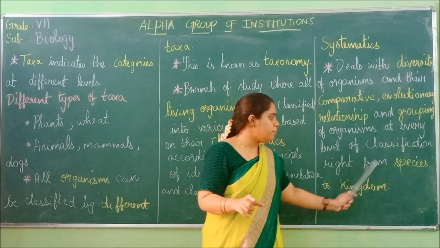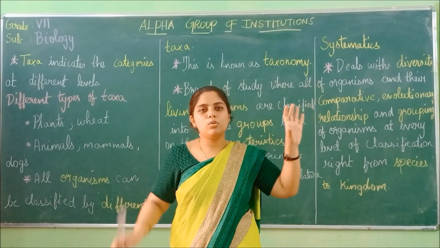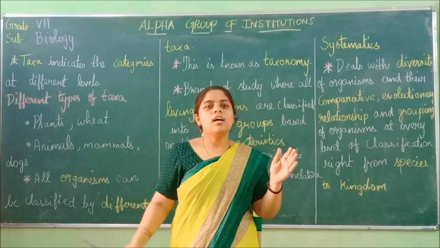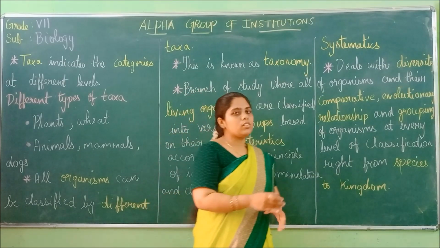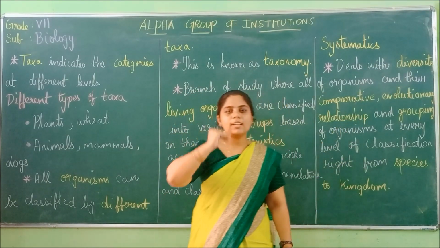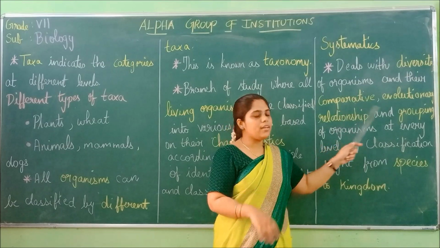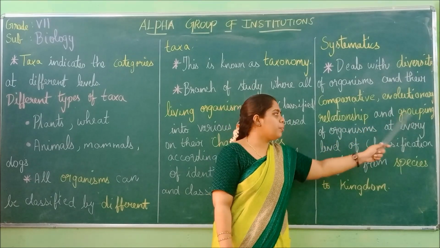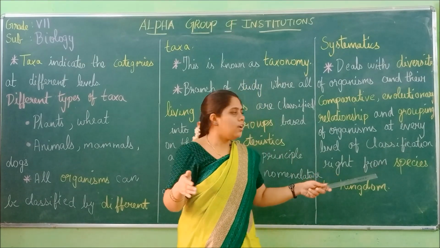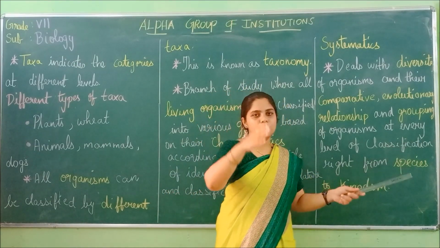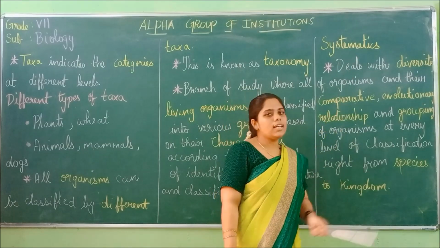They are classifying from species to kingdom. That is, they have a hierarchy from the kingdom to the species. So stage by stage it is being classified, and in each stage the organisms are being placed. This is called systematics. So systematically arranging the organisms based on these characteristics, that is the comparative evolutionary relationship and grouping of organisms, and placing them from the level of classification. It has each level. From the species to the kingdom, it has been classified at each stage. So this is what is called systematics.